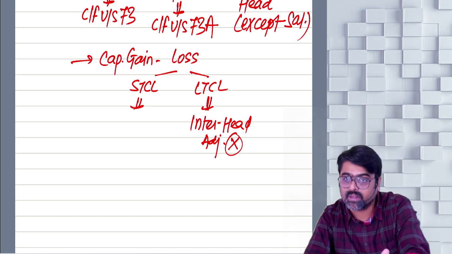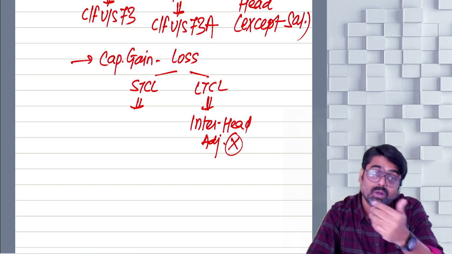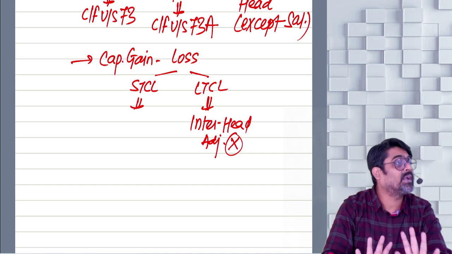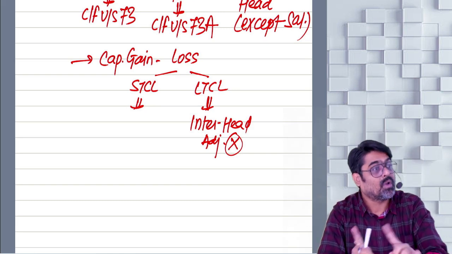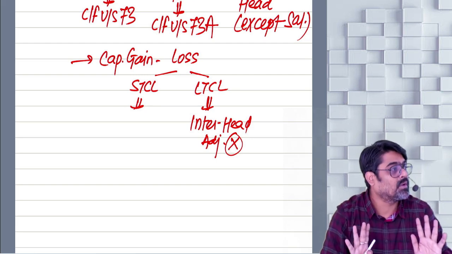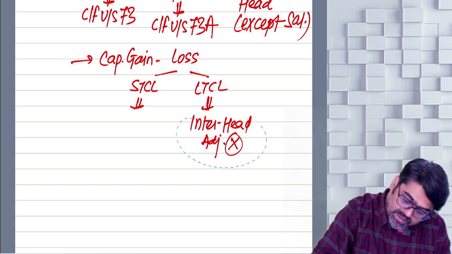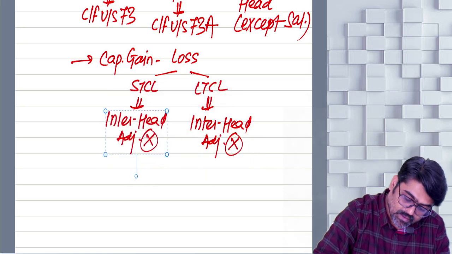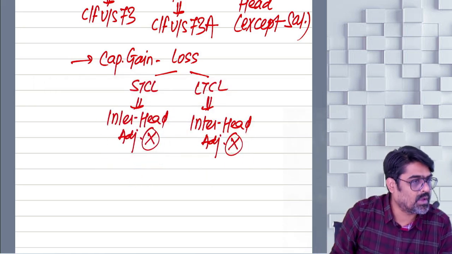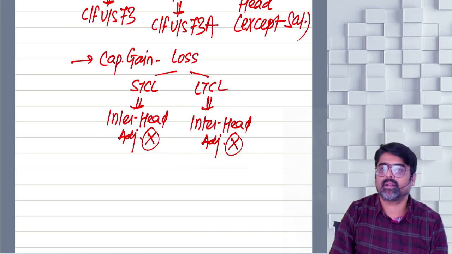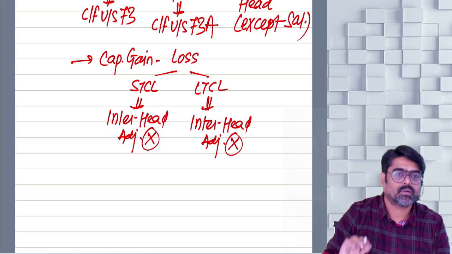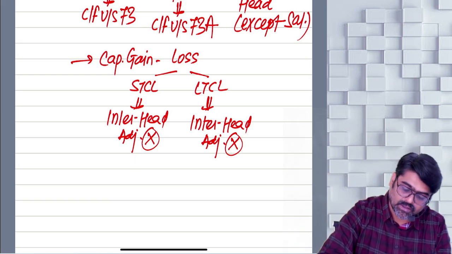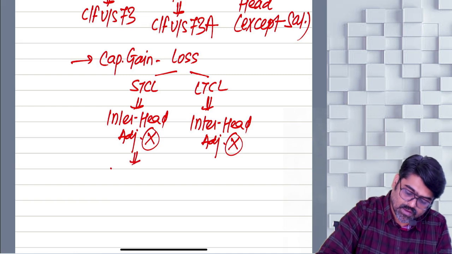So any loss, whether it is a short-term loss or a long-term loss, will be adjusted within the head itself. Short-term against short-term and long-term both. Long-term against only long-term. But if you want to claim it as a set-off against other heads of income, we are not going to allow. If short-term loss cannot be adjusted within the head, it cannot be adjusted against other heads. Directly carry forward. Carry forward as per which section? Carry forward under section 74.